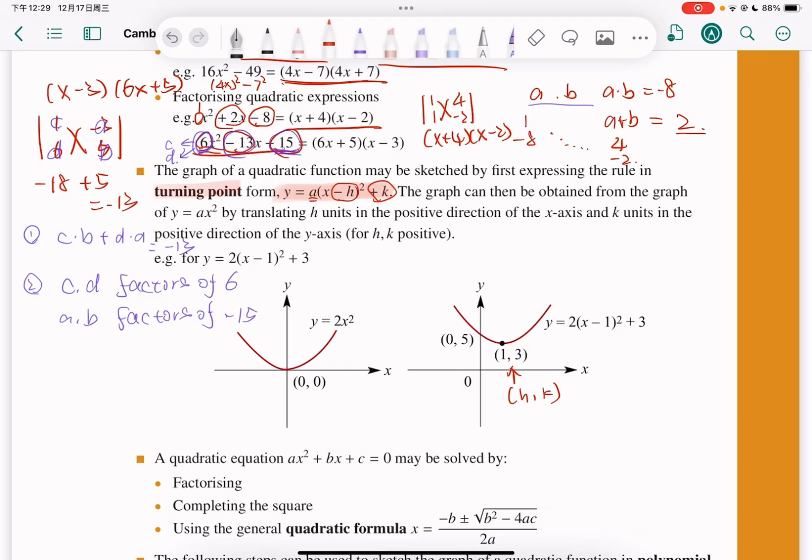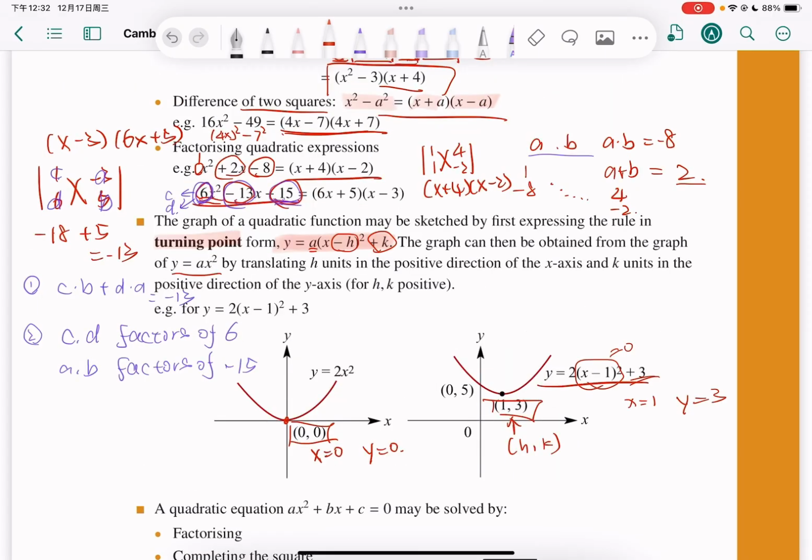The graph can then be obtained from the graph y equals ax squared. Normally, the turning point is at (0, 0), because when x is equal to 0, y is equal to 0. However, in this form, when x is equal to 1, y is equal to 3, because this term goes to 0 and y is left with 3. So the turning point (0, 0) now becomes (1, 3).